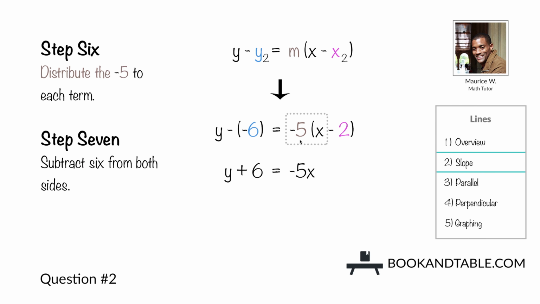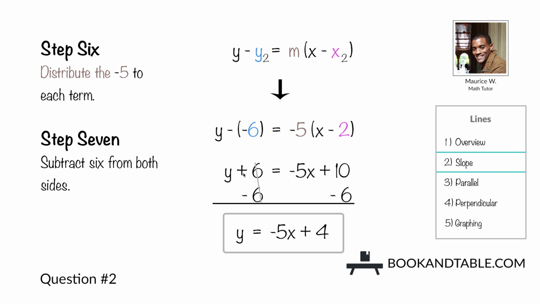So that's step 6. -5 times x is -5x. -5 times -2 is positive 10. So we wind up with y minus -6, which becomes y plus 6, is equal to -5x plus 10. We want to subtract 6 from both sides to get rid of this positive 6. So we wind up with y is equal to -5x plus 4.